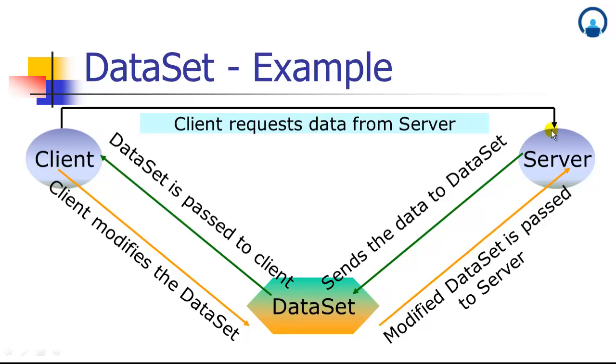So, the client requests data from the server, the server sends the data to the dataset and passes it to the client, the client modifies the dataset, and the modified dataset is passed to the server.